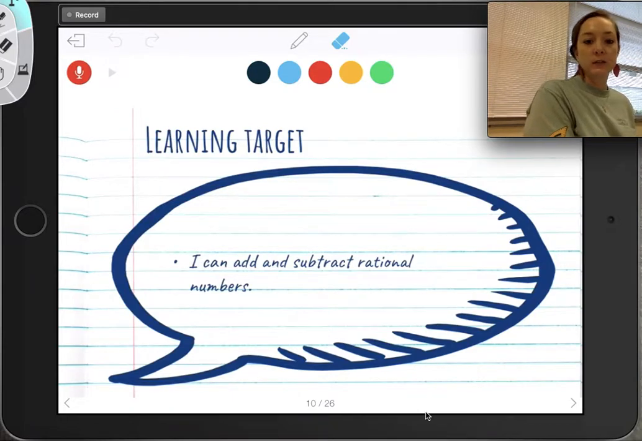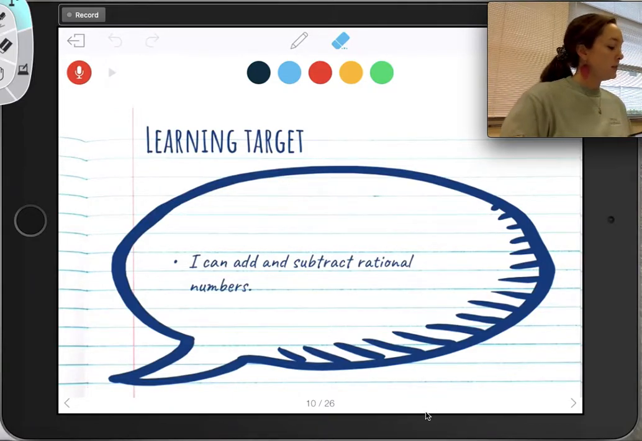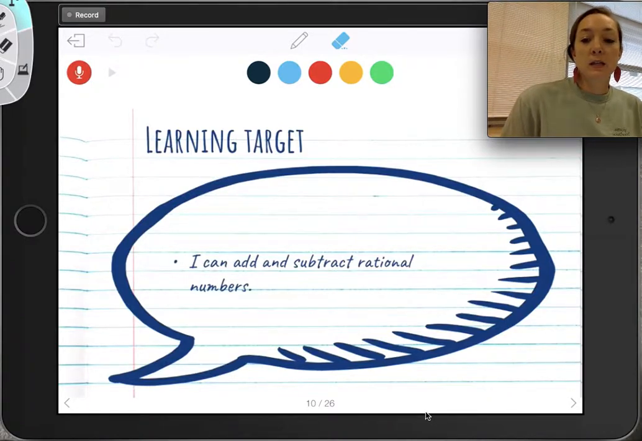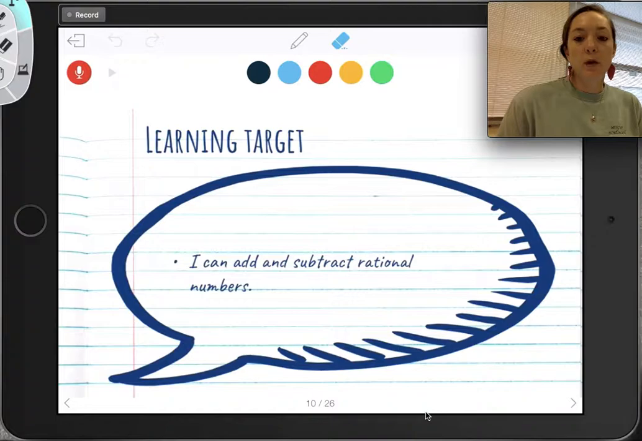All right, math friends. So if you were not in class today, this is a lesson about subtracting rational numbers. In a previous lesson, we talked about adding rational numbers. We're going to review that really quickly.